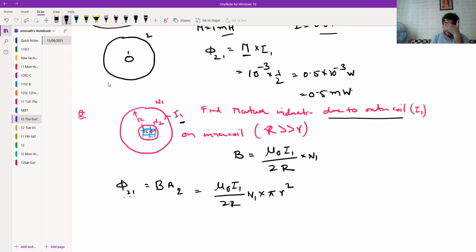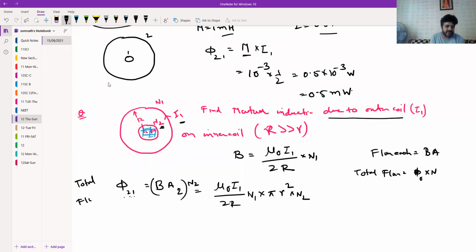This is the magnetic field into area for each turn, but here what is the total number of turns? There are two things: one is the flux each, which means magnetic field into area, and the total flux means flux each into the total number of turns, yes or no? So this is the flux each, and the number of turns is N2, so the total flux is into N2, yes or no? Understand?